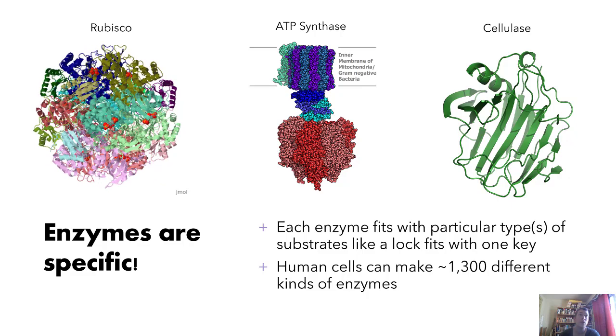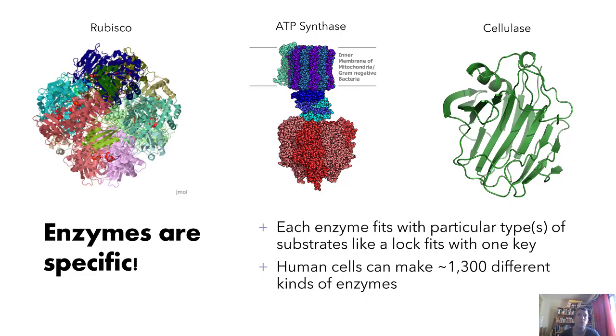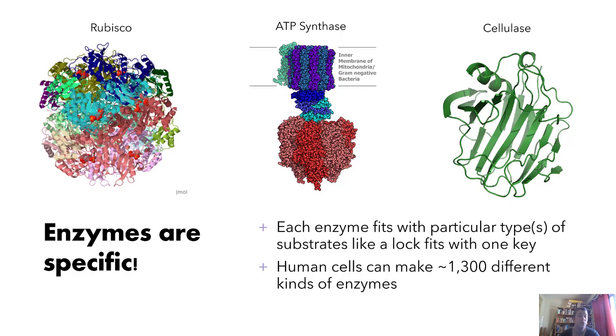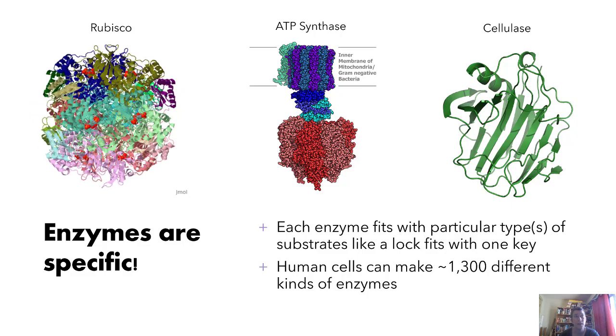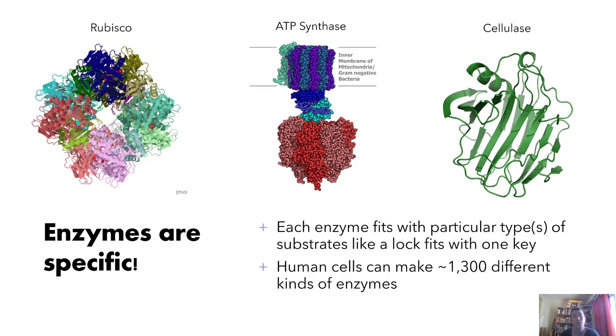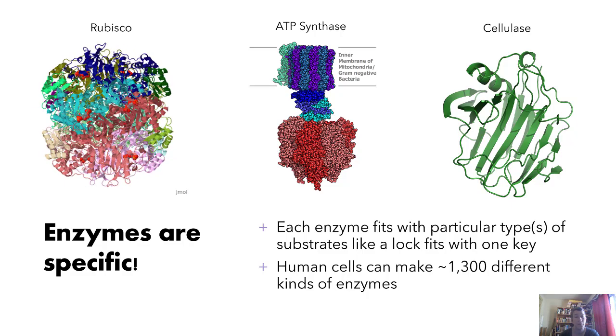And also, if we could figure out ways to make Rubisco and other enzymes involved in photosynthesis more efficient at taking carbon dioxide out of the air, that might be useful in researching ways to combat climate change.